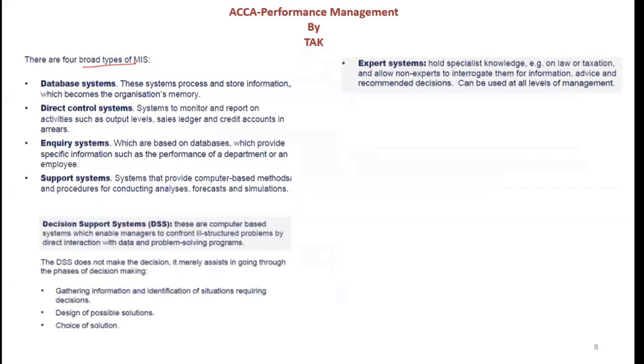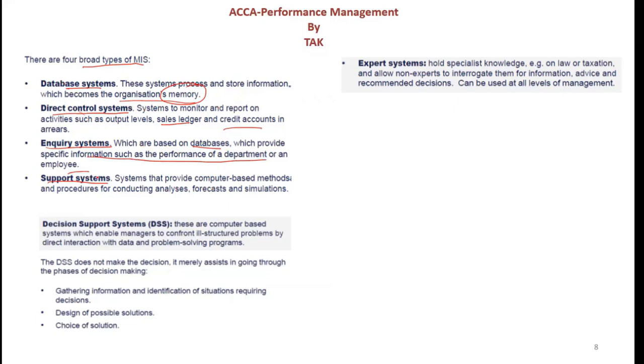There are four broad types of MIS. This is an extract from Kaplan. Database systems process and store information, which becomes the organization's memory. Then there are direct control systems, inquiry systems and support systems. A database system has a database, a memory. Direct control systems have the controlling ledgers and credit accounts, in which you have reconciliation systems. An inquiry system is based on data which provides specific information upon inquiry.